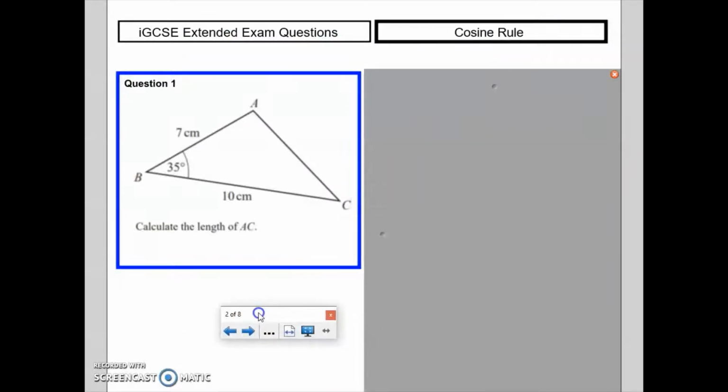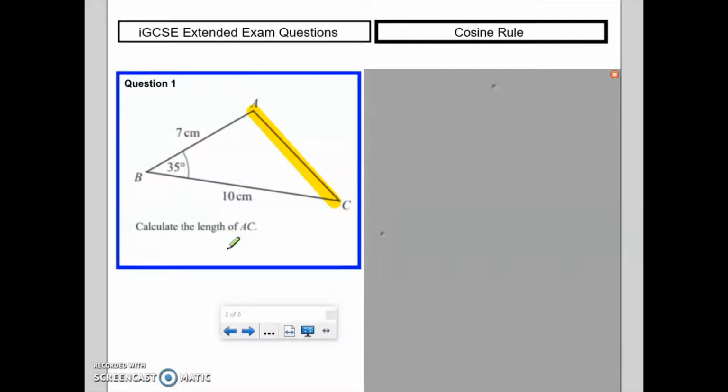Okay, so here is my first example of applying the cosine rule. We've got a non-right angled triangle. We know two sides and the angle in between, and we're asked to calculate the length AC. So I want this length here.